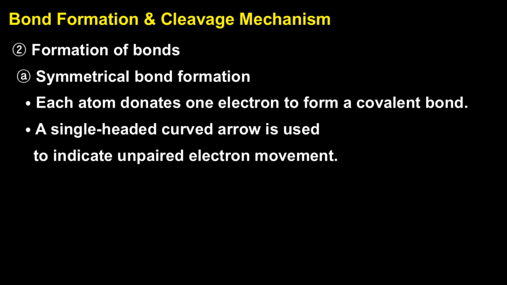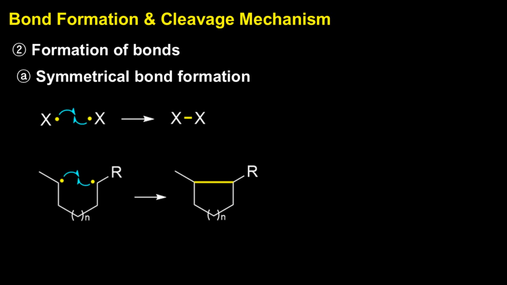Let's start with how bonds form. There are two main ways this can happen, either symmetrically or unsymmetrically. In symmetrical bond formation, each atom contributes one electron to form a covalent bond. When we draw it out, we use single-headed curved arrows to show how those unpaired electrons move. A classic example of symmetrical bond formation is radical coupling, when two radicals come together to form a sigma bond. Each radical donates its unpaired electron, and just like that, a strong new bond forms.